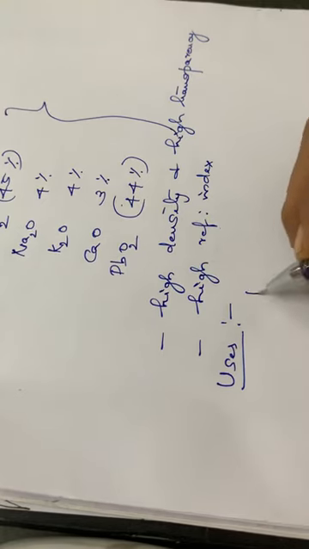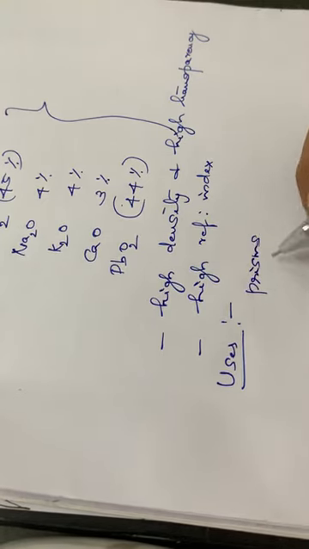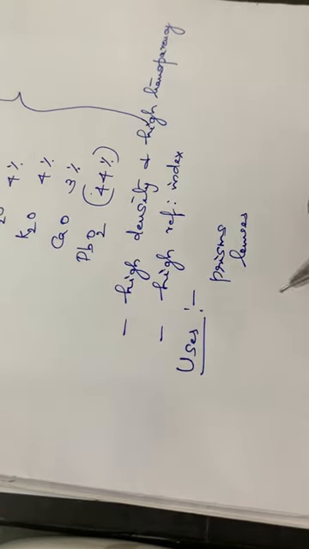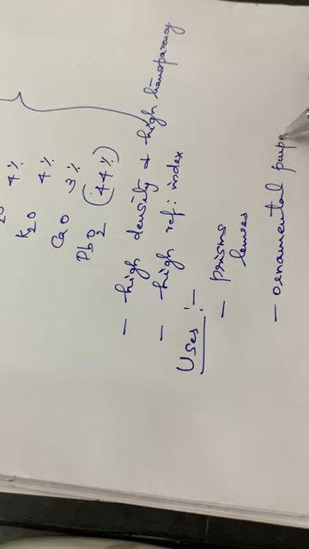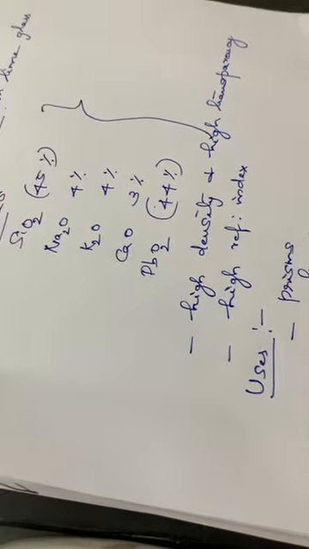for making prisms. You have seen prisms and lenses, no? So it is used for making prisms, lenses, etc., and also for ornamental purposes. Okay, so this is about flint glass.